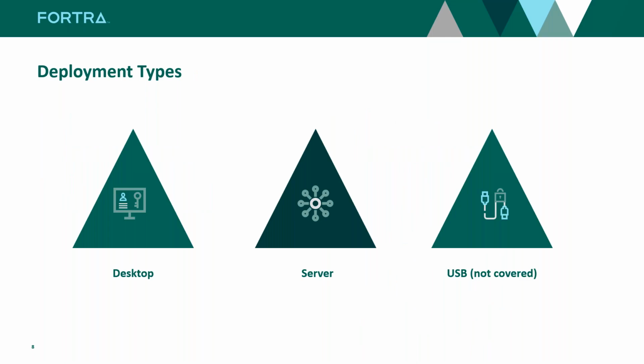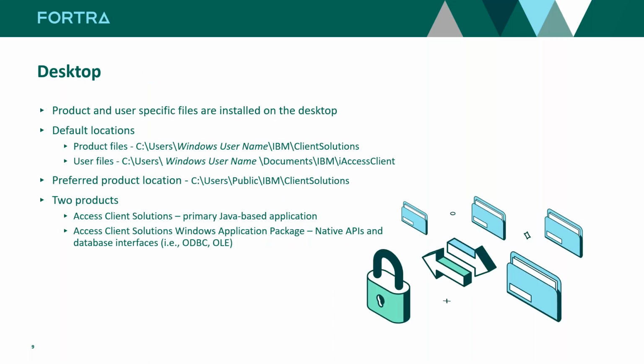So you've mentioned two of the deployment types. I think there's a third that we're not going to cover today. Yeah, so believe it or not, you can put Access Client Solutions on a USB stick and have a fully functional product. But we're not going to cover that today, as that's a very rare implementation, and probably only administrators would use that type of implementation. So let's dive into the desktop, since this is probably the most common.